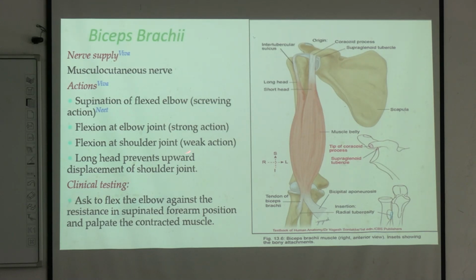The long head prevents upward displacement of the head of the humerus at the shoulder joint. See here, there is the position of the long head. So this is the shoulder joint, so it prevents displacement of the head of the humerus from the glenoid cavity. And how will you test? Ask the patient to flex the elbow against resistance. Against resistance, you flex the elbow and here you palpate the biceps, in a supinated forearm position, and palpate the contracted muscle. That is how you check the function of the biceps.